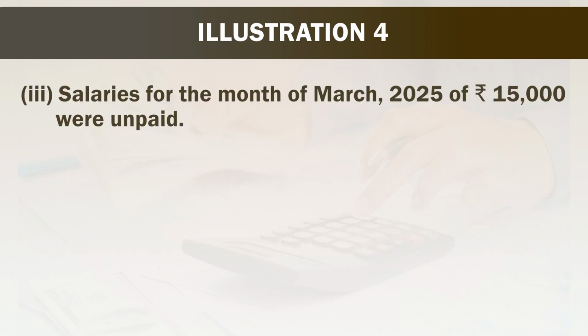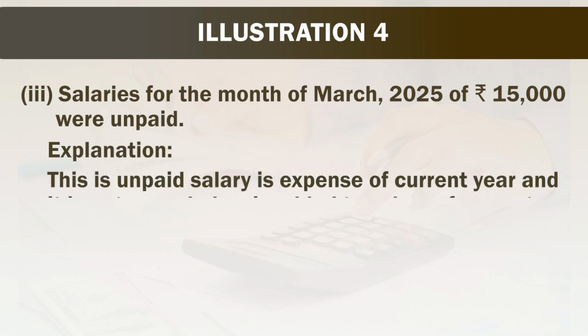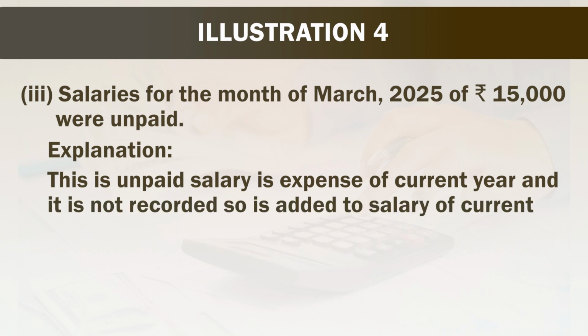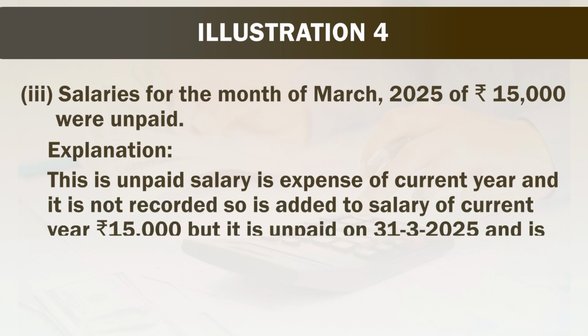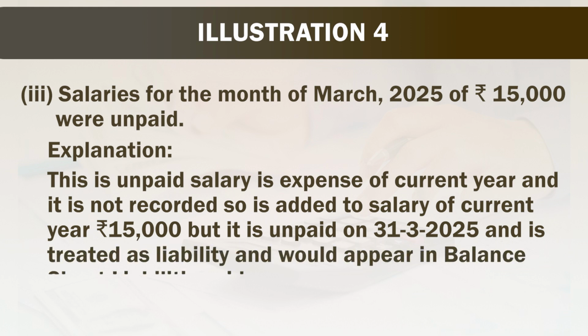Friends, the third adjustment we have is for salary. Salaries for the month of March 2025 of rupees 15,000 were unpaid. This unpaid salary is an expense of the current year and it is not recorded, so it is added to the salary of the current year, rupees 50,000. But it is unpaid on 31st March 2025 and is treated as a liability and would appear in the balance sheet on the liabilities side.